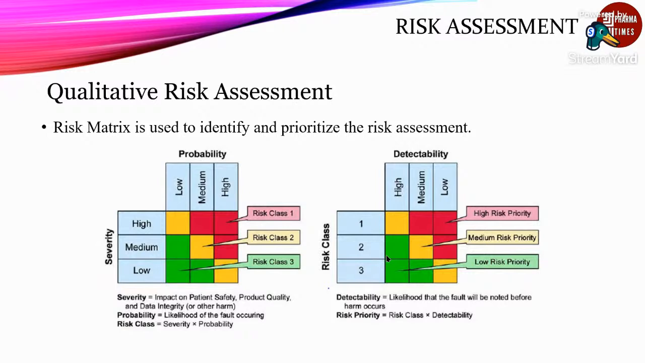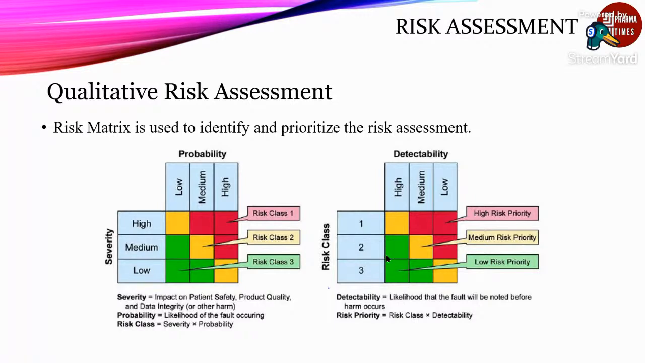So by this first table we define in which class this risk is going. It is also written below the first image: severity is its impact on patient safety, product quality, and data integrity, or other harm. Probability means the likelihood of the fault occurring, as we say, its occurrence. Then the risk class is the multiplication of severity and probability. So here multiplication is used as a risk matrix, meaning the cross section of the probability and severity.